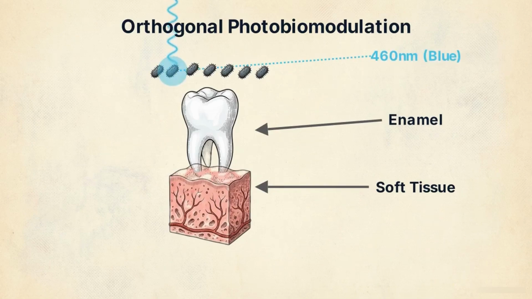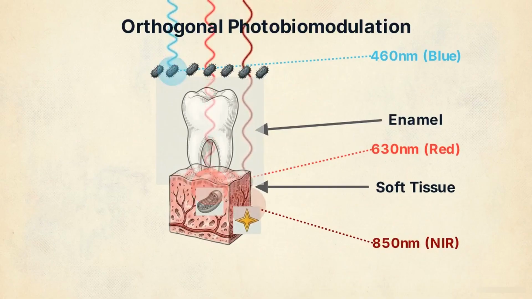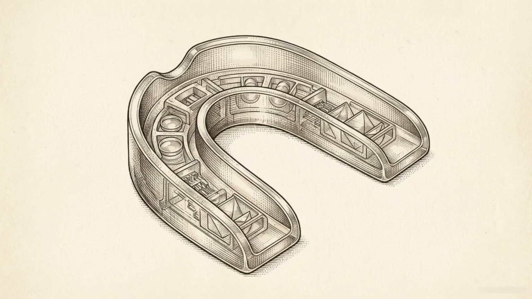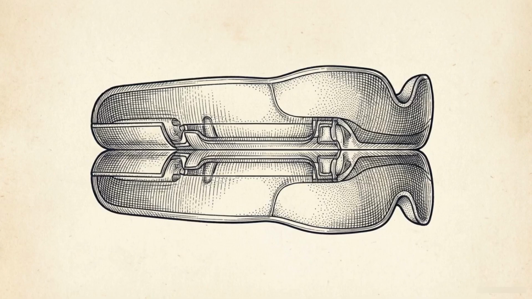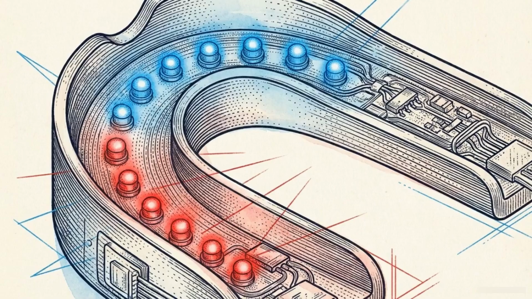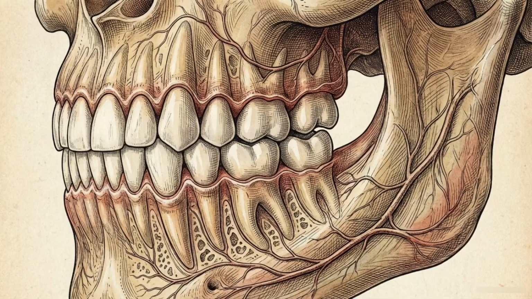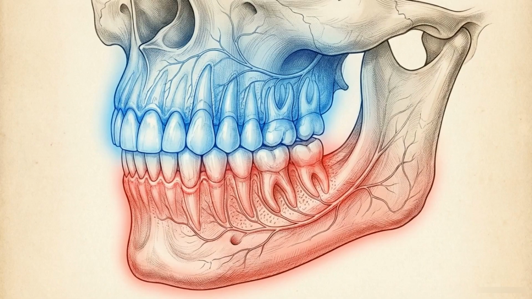The shorter 460 nanometer photons interact strictly with surface bacteria, while the longer 630 and 850 nanometer waves pass through rigid enamel to reach the soft tissue below. The BioLight Guardian Plus device is an engineered case study designed around delivering these exact therapeutic wavelengths. The hardware separates these functions spatially, featuring an upper row of blue LEDs and a lower row emitting red and near-infrared light.